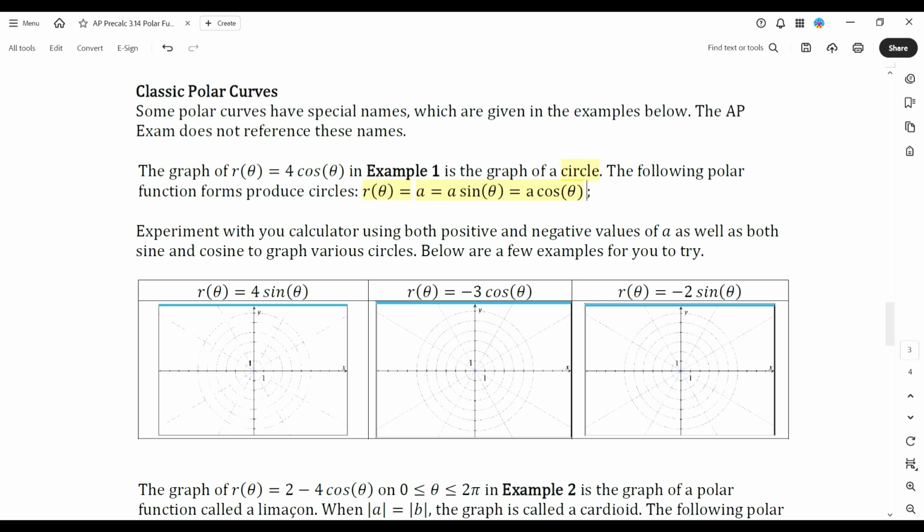So for sine of theta, let's do it. So if we look at 4 sine of theta, 1, 2, 3, 4. 4 sine of theta would be on the positive y-axis. Like that. That is our circle. I just can't draw them. Where do you think negative 3 cosine of theta would be?